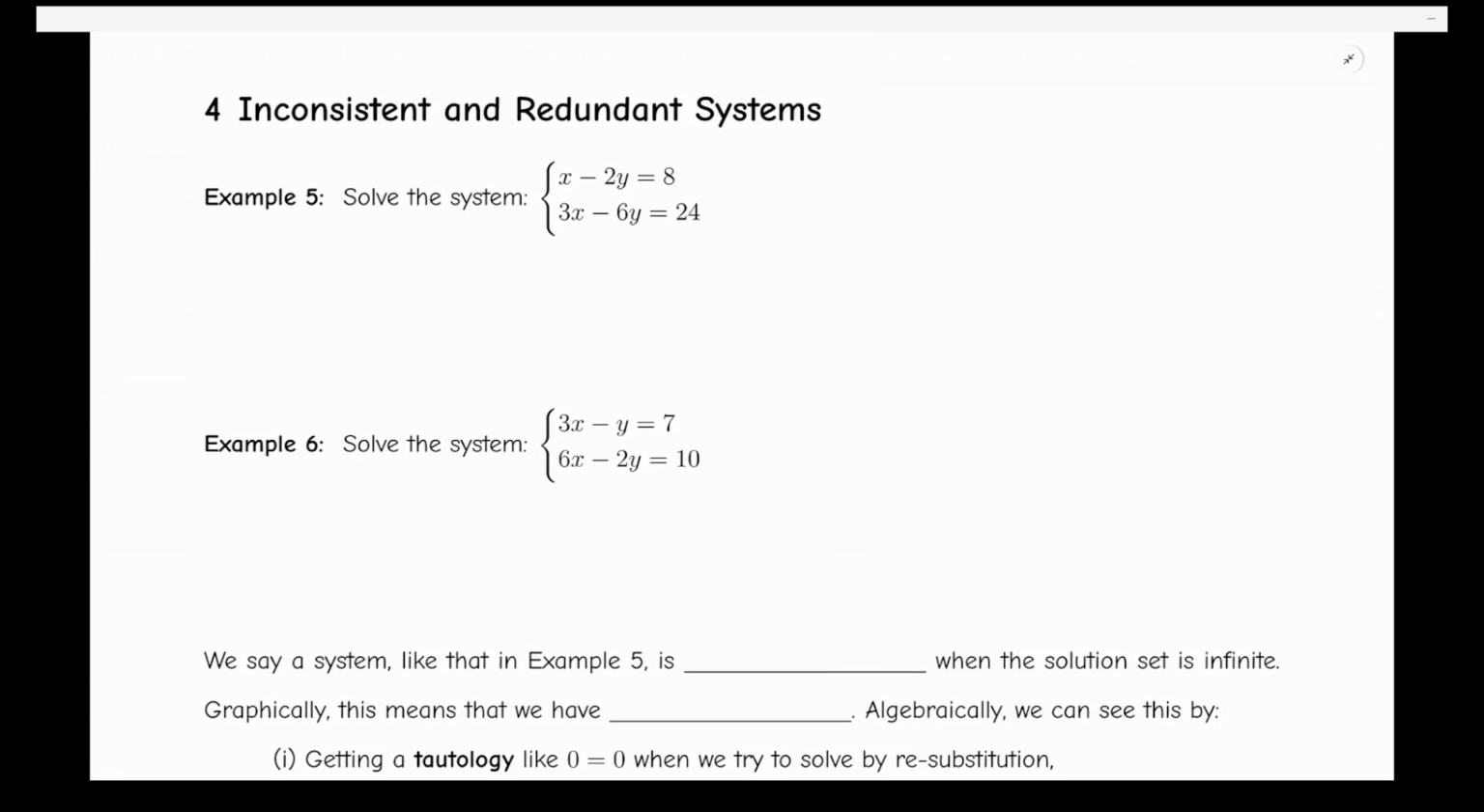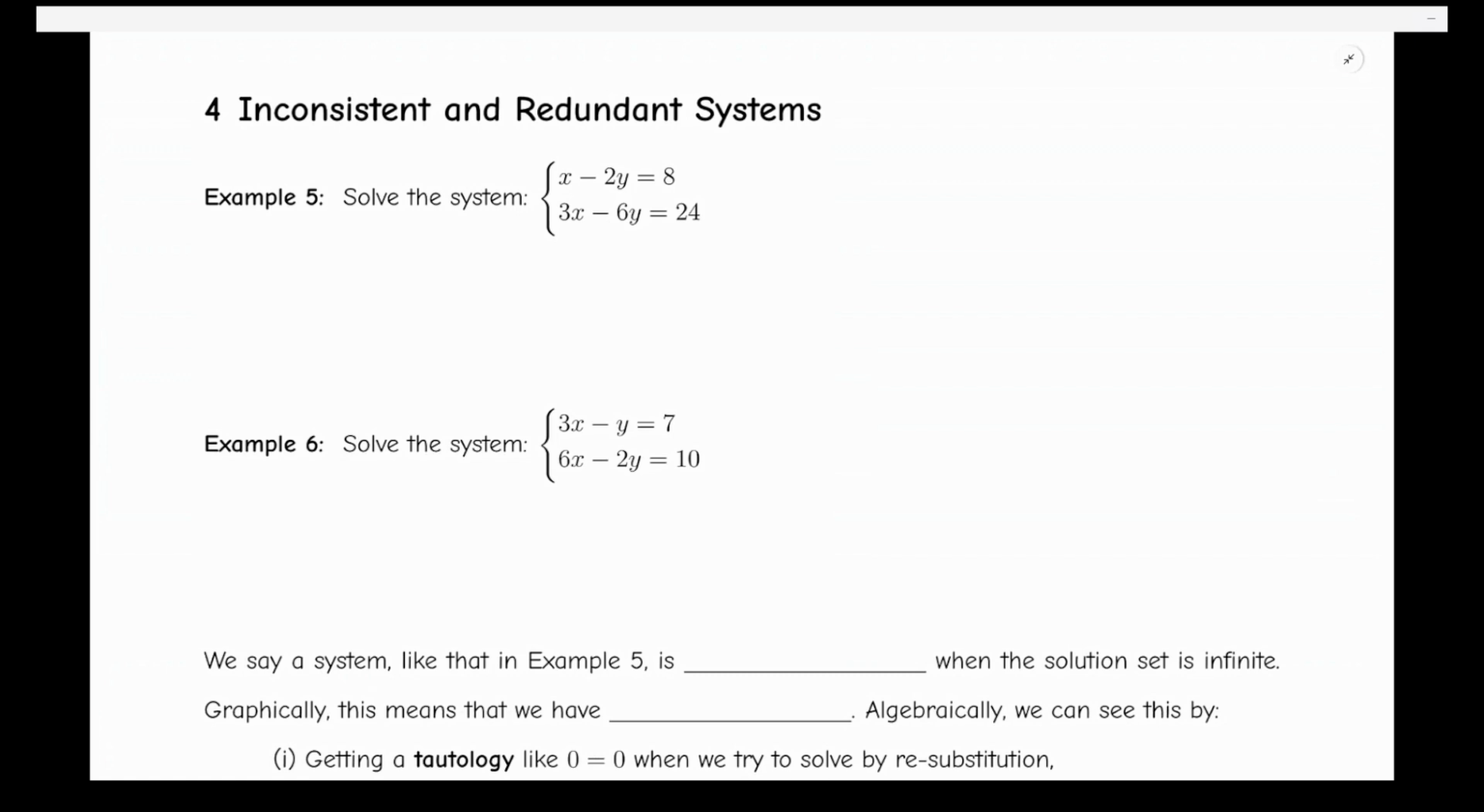Hey, this is the second video for section 4.1. Part 4, Inconsistent and Redundant Systems. So example 5, solve the system x minus 2y equals 8 and 3x minus 6y equals 24.